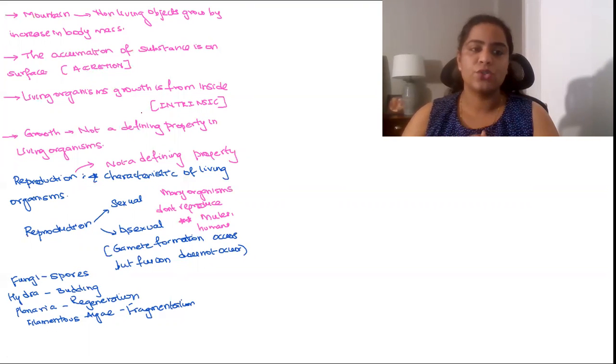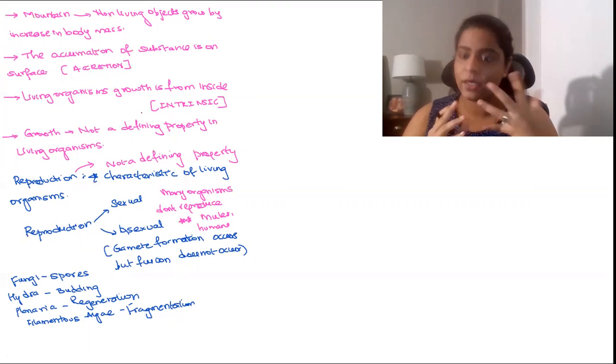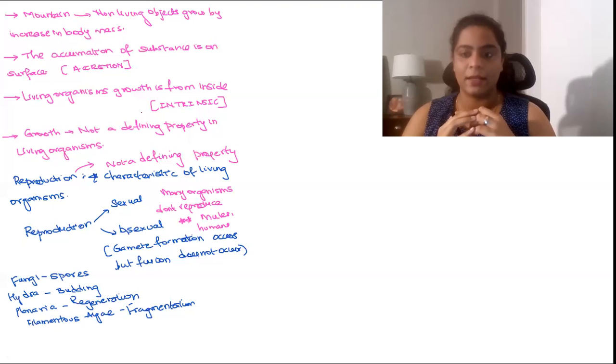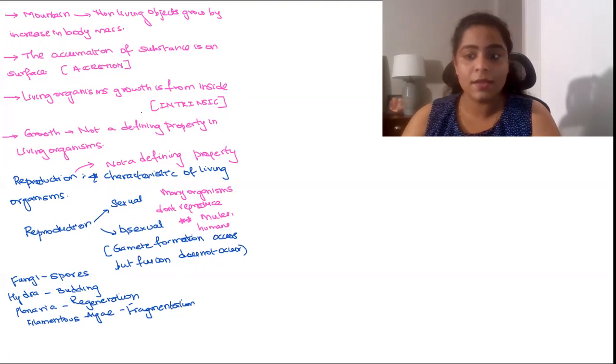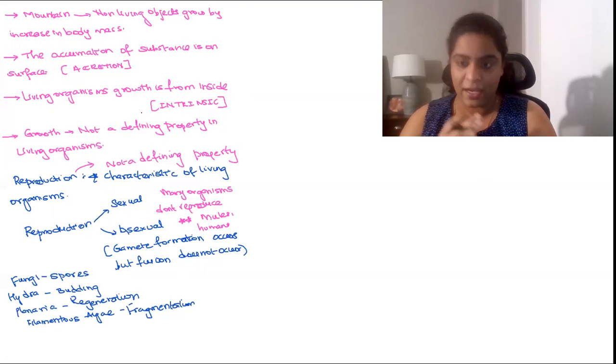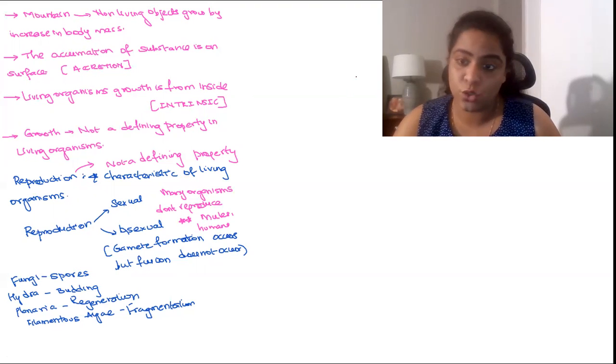Okay, now coming to reproduction. You might think only living organisms reproduce: humans reproduce, animals reproduce, and all of them are living, right? But there are some humans who do not reproduce. They are sterile humans, but they still come under the category of living organisms. So you cannot say that reproduction is a defining property because there are exceptions to that, right? And also some of the animals do not reproduce.